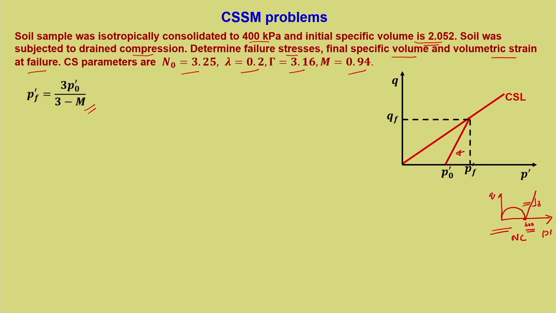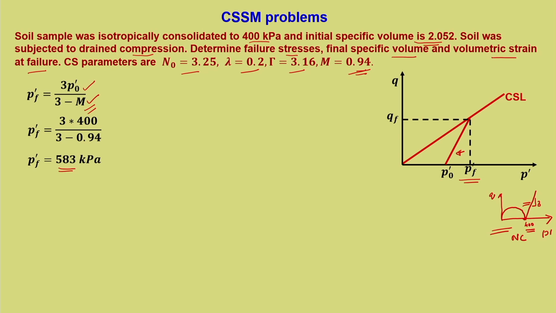This expression has come from the geometry of the figure, because you know QF is equal to M into P dash F, and P naught dash, P dash, F is a triangle. So, one can get from the geometry of the figure P dash F is equal to 3 P naught dash by 3 minus M. So, everything is known, P naught dash is known, M is known. So, P dash F is known. If you substitute 3 into P naught dash, which is 400 here, and 3 minus M is given as 0.94, we will get P dash F is equal to 583 kilopascal.